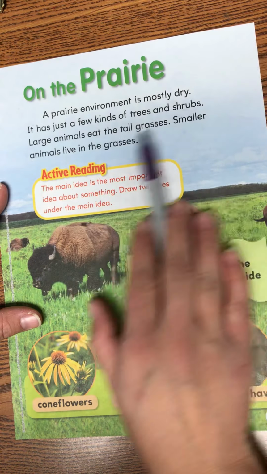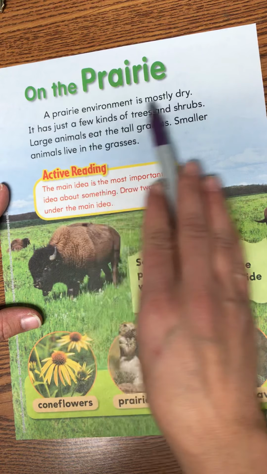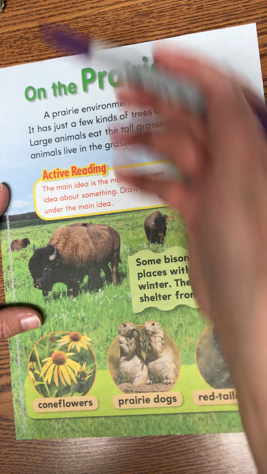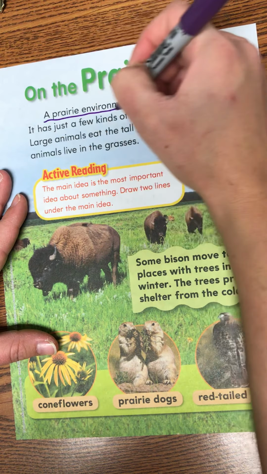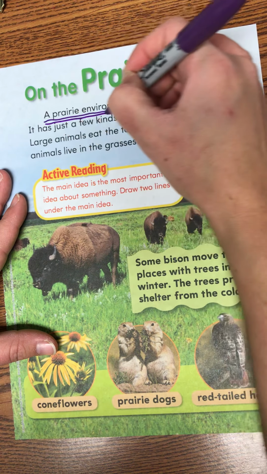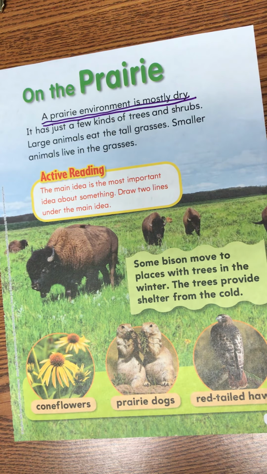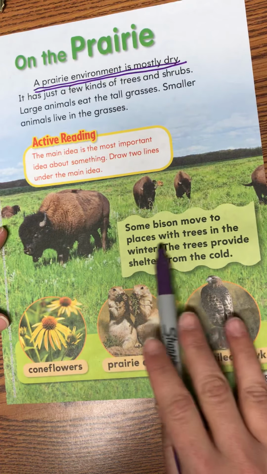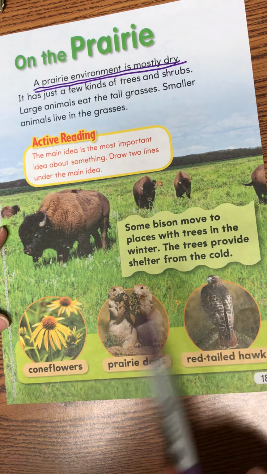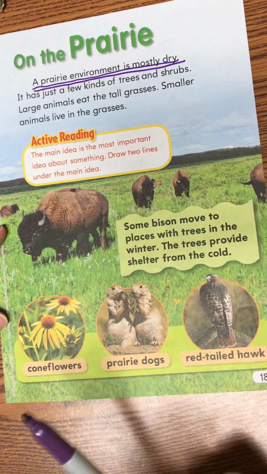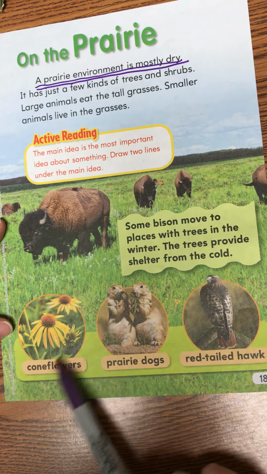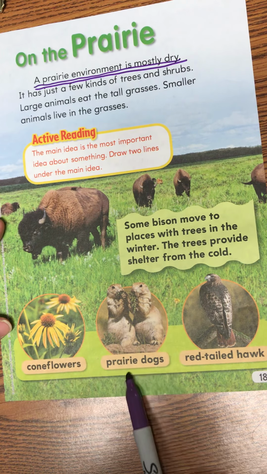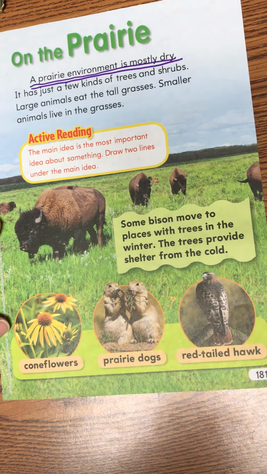So this whole paragraph was about a prairie. So a prairie environment is mostly dry. That's what our main idea is going to be. So draw 2 lines underneath that sentence. Then down here at the bottom it says, some bison move to places with trees in the winter. The trees provide shelter from the cold. So here in the prairie you might find some coneflowers, prairie dogs, and red-tailed hawks.